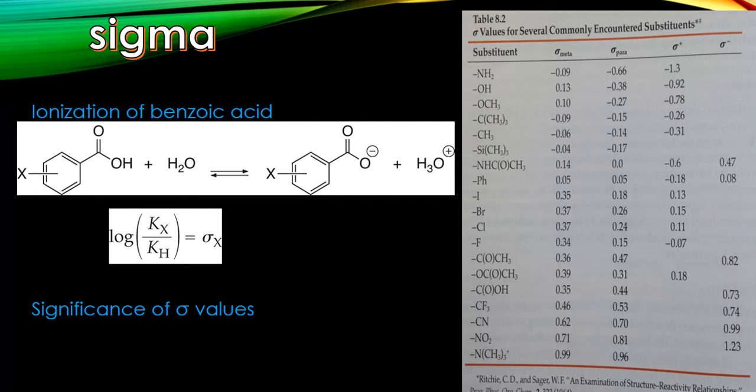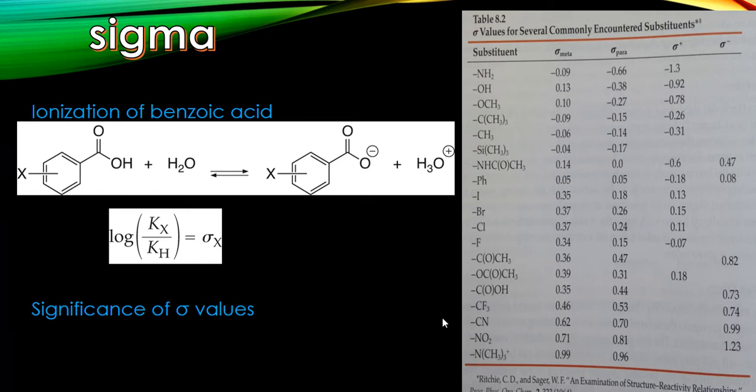Well, before explaining the reaction mechanism based on the Hammett plot, let's look at the sigma values. Typically, the Hammett plot uses ionization of benzoic acid and the substituted benzoic acid as the reference example. We can define sigma as the ratio of the acidity equilibrium constant for the substituted benzoic acid to the benzoic acid itself. But then, is there any significance of the sigma values?